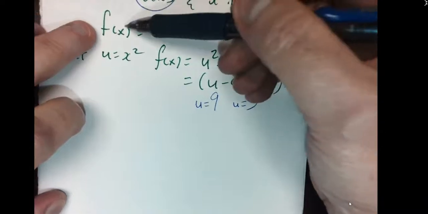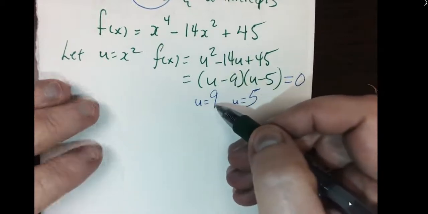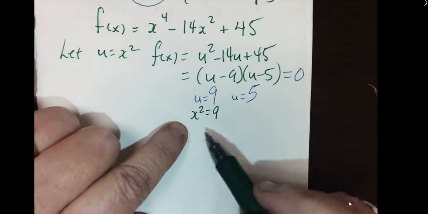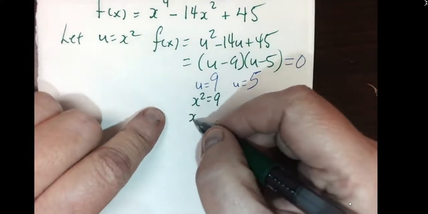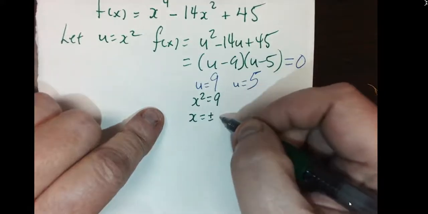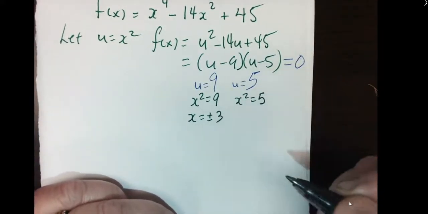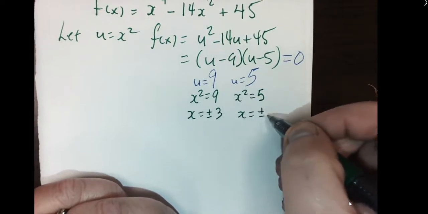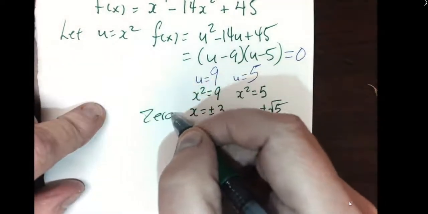Now, to find the zeros for f, I need to find the x values that make f equal to 0. So if u is equal to 9, then x squared is equal to 9. And to solve this for x, I take the square root of both sides. When you take square roots of both sides, you get plus or minus square root of 9. I'm going to do the same for this, and so if I take square roots of both sides, these are my zeros.